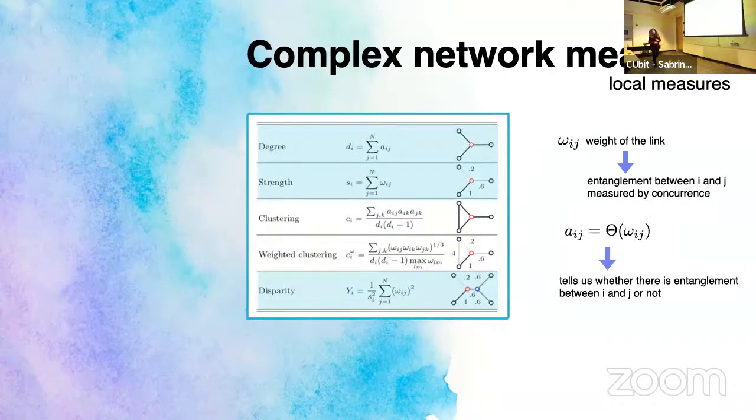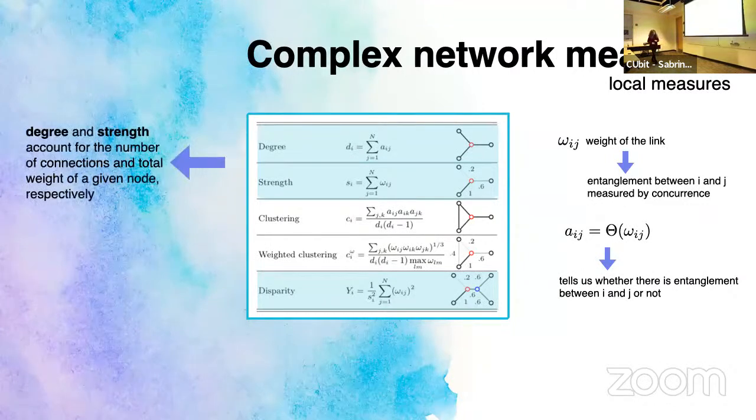And then in some cases, I will be interested only in the topology, which means not in the weight, but just in the presence or absence of a link. This is generally how we identify the structure in terms of topology. In this case, I use A ij, which is just a binary function. So this means entangled versus separable. It's a 0 or 1 type of information.